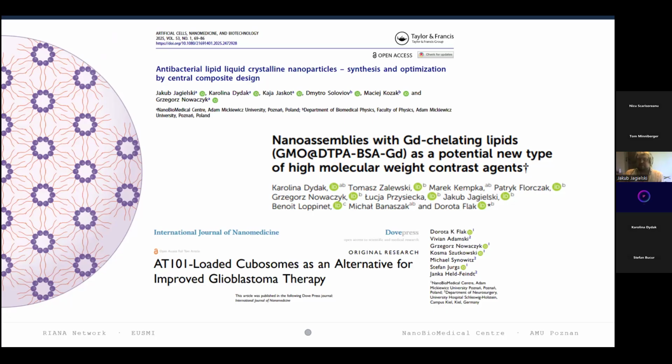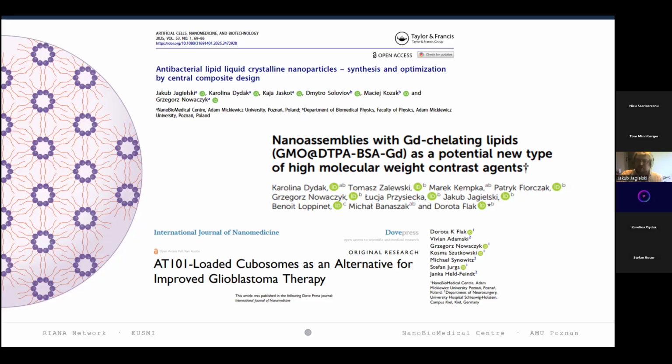Second, the bicontinuous cubic structure. Here we have seen the hexagonal, but as I told you, we also studied this bicontinuous cubic structure. They contain both hydrophilic water channels and hydrophobic lipid regions coexisting within the same nanoparticle. This means that we are able to load both hydrophilic and hydrophobic agents into our nanoparticles, which is not very simple, for example, in liposomes and solid lipid nanoparticles.